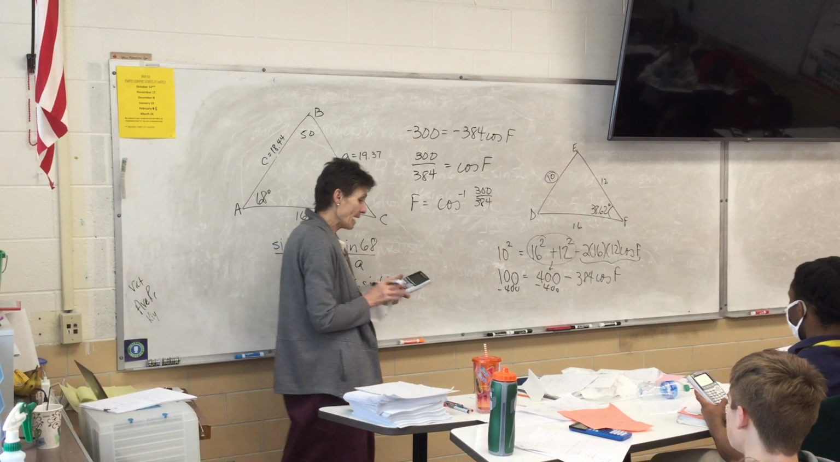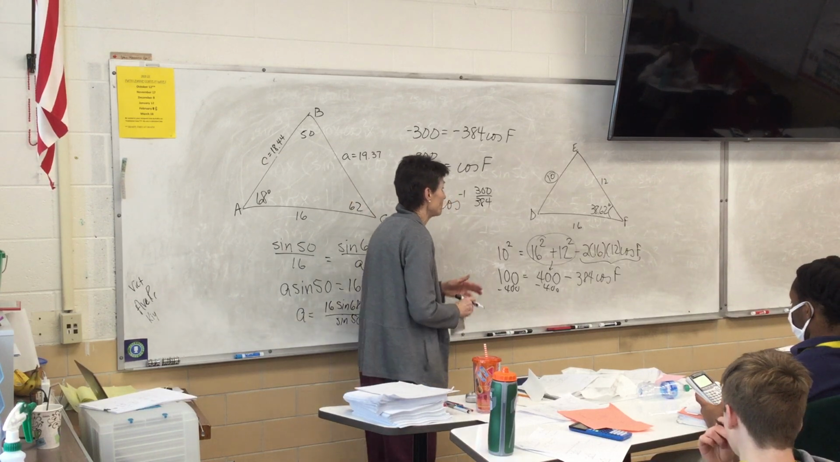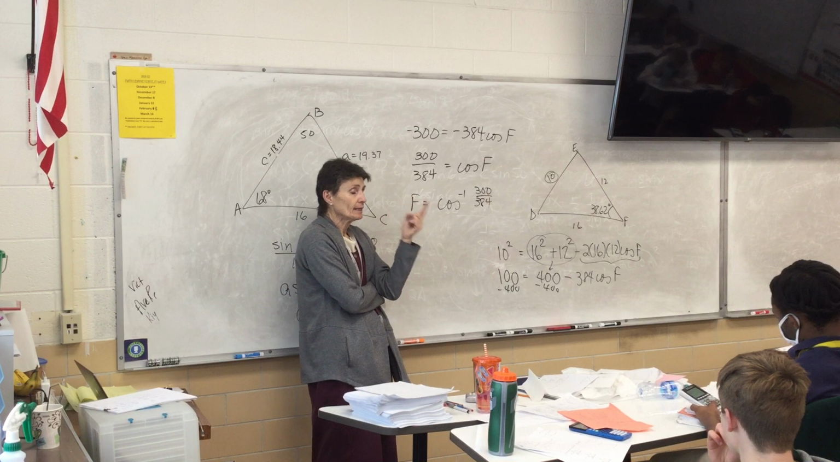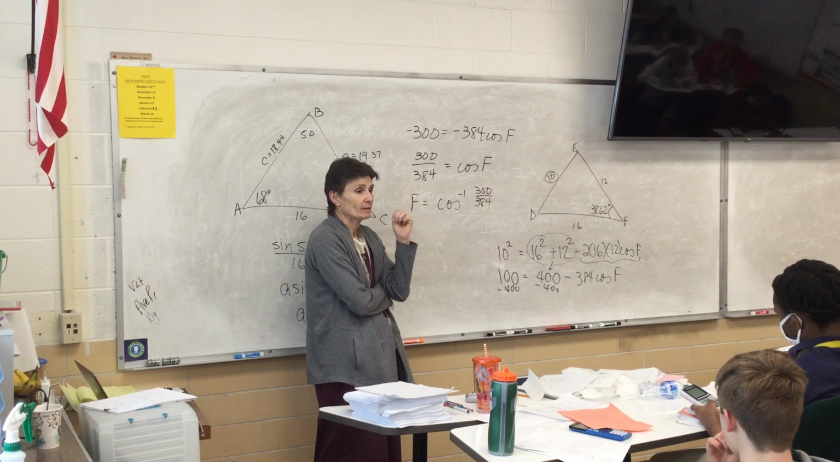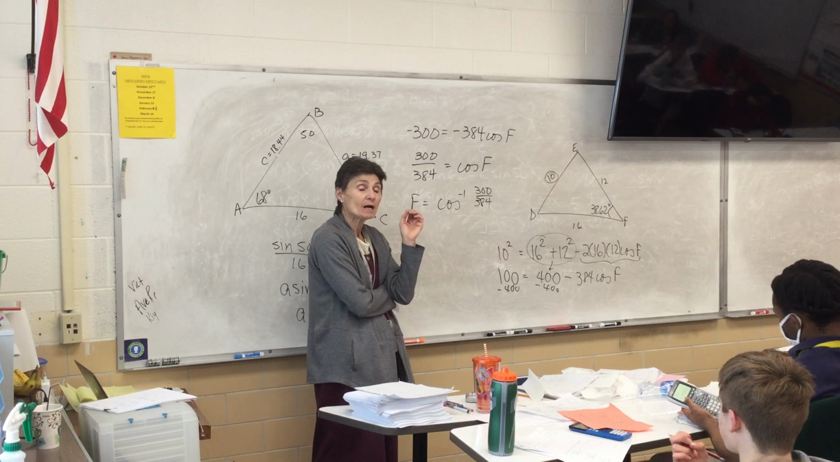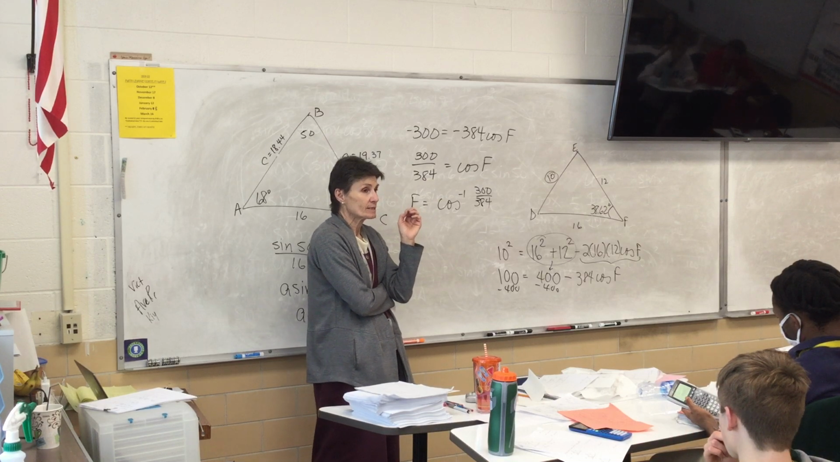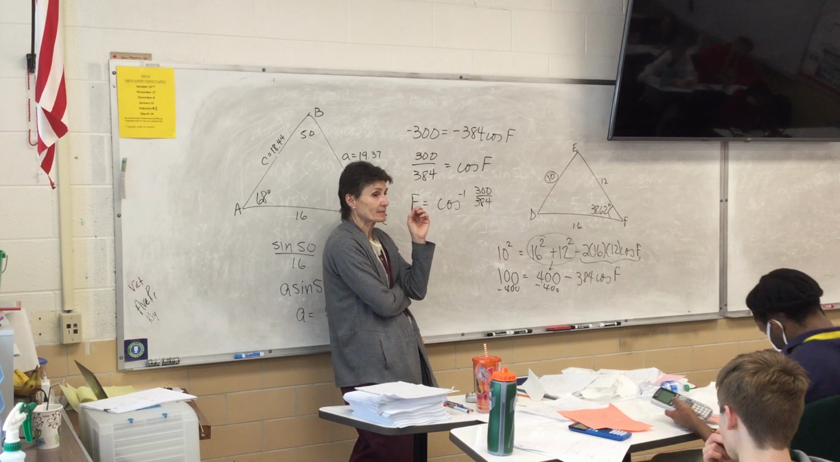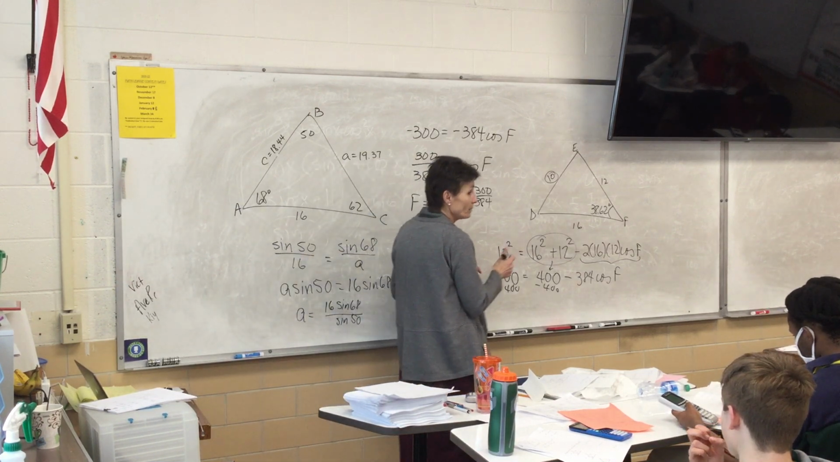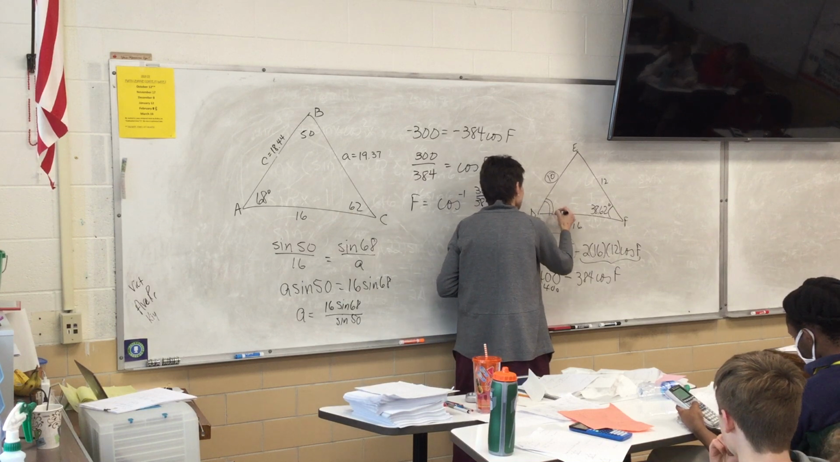Alright, now, let's talk about this for a second. Is F the littlest, biggest, or medium angle in the triangle? It's the smallest. How do we know? Because it's the smallest side. So what's the next smallest angle? D. Correct. So let's find D next.